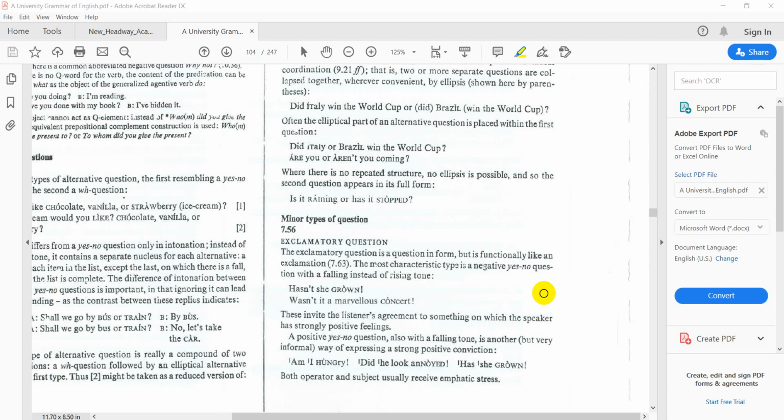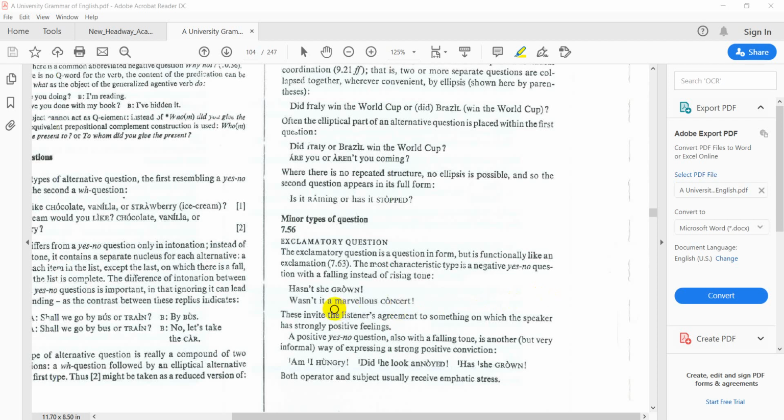The most characteristic type is a negative yes, no question. We have two types, negative yes, no question and positive yes, no question. So we will shed light on a negative yes, no question with the falling instead of rising tone, because we know with yes, no question, there is always a rising tone at the end of the question, while with the exclamatory question, there will be a falling instead of rising intonation.